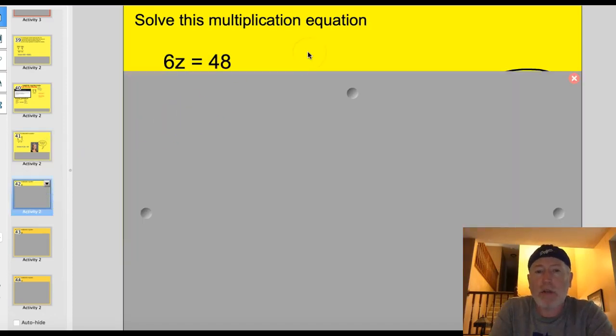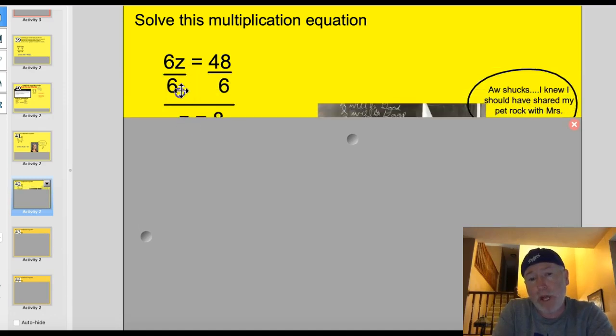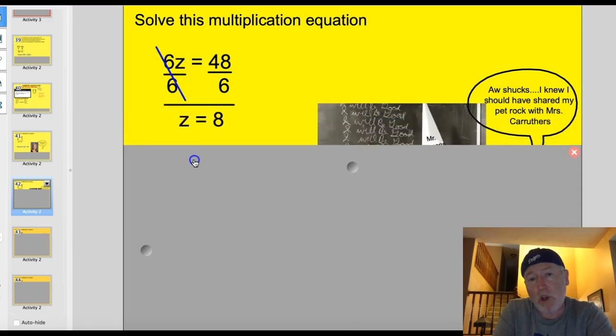All right, so this one here. We have 6z equals 48. Well, how are we going to get z by itself? We have to undo the 6 times z. We undo that multiplication by division. And when we do that, these 6's will cross off. We have 48 divided by 6, z equals 8. This is a nice, clean little operation.